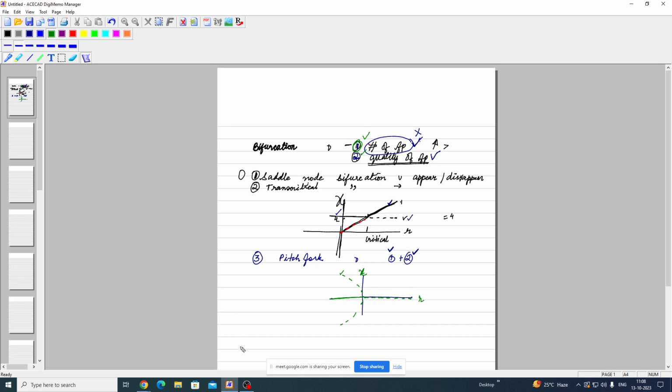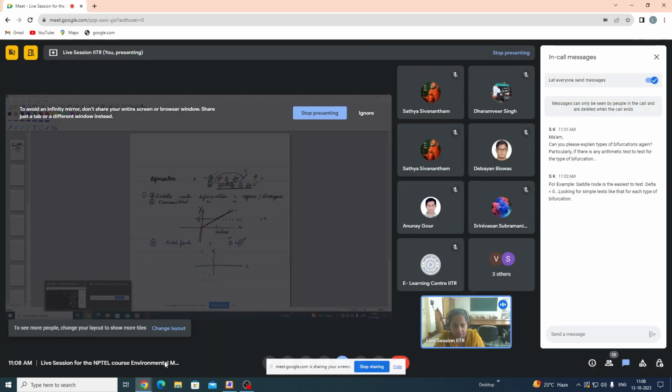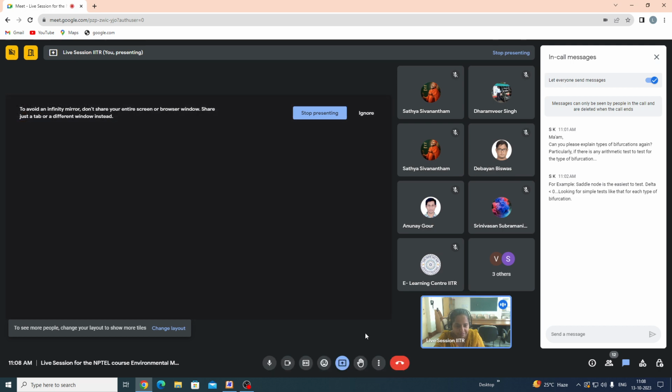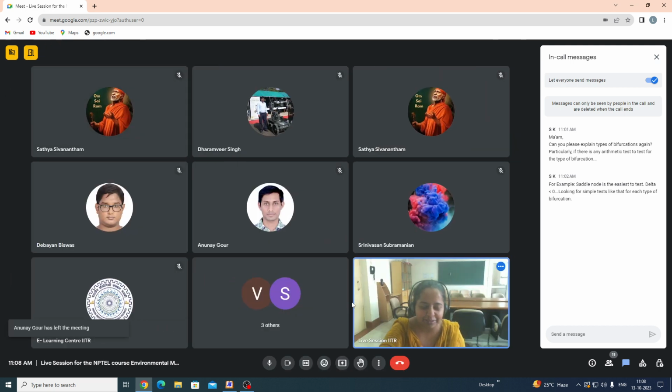Now to answer the second part of your question, is there any arithmetic way to find this out? My advice would be, don't rely on arithmetic ways. It's going to be very tricky. There are ways to figure it out, but it's much trickier than what I have taught you. For example, delta less than 0, a simple test.